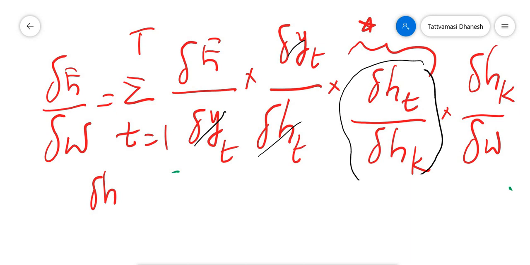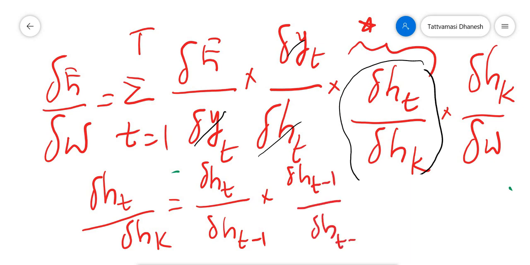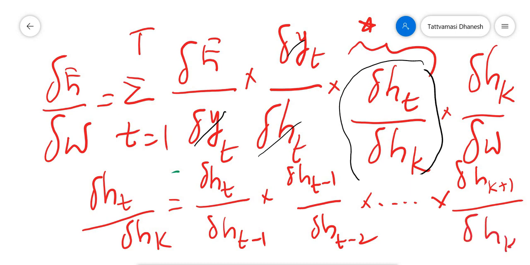dou of HT divided by dou of HK is equal to, again the chain rule will come, dou of HT divided by dou of HT minus 1 into dou of HT minus 1 divided by dou of HT minus 2, etc., into dou of HK plus 1. Here it is K plus 1. You can see it here, suffix K plus 1 divided by dou of HK.